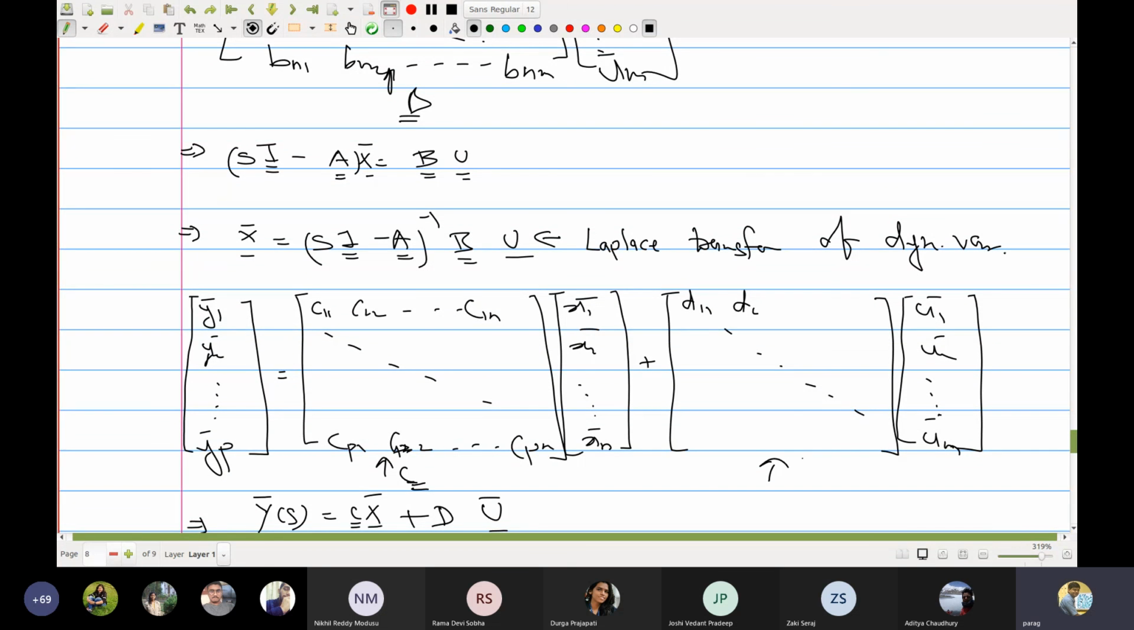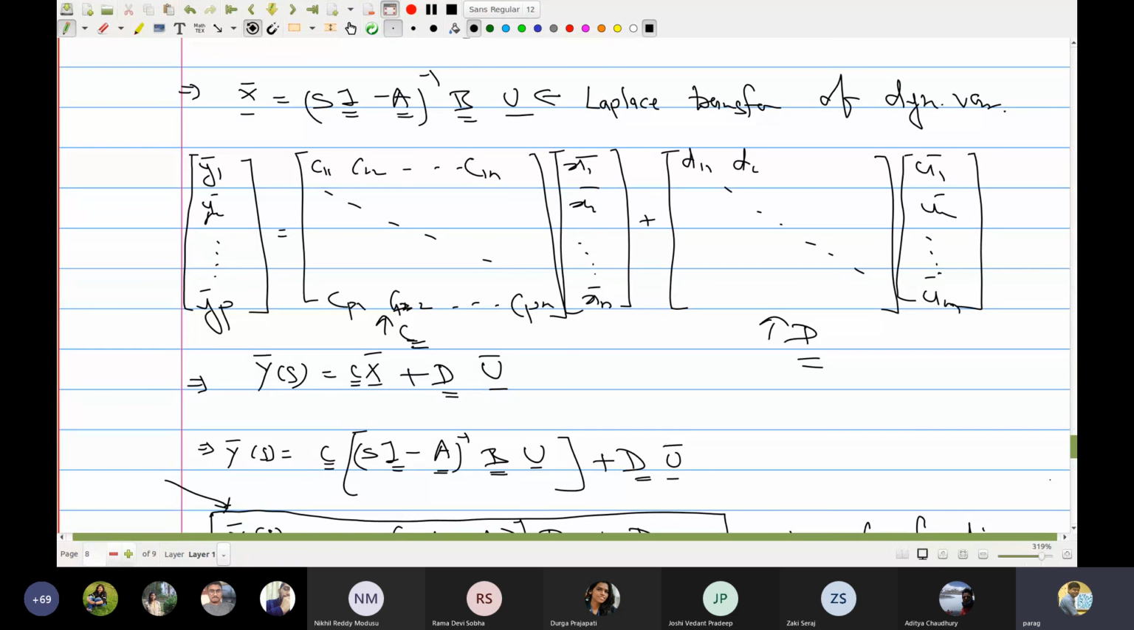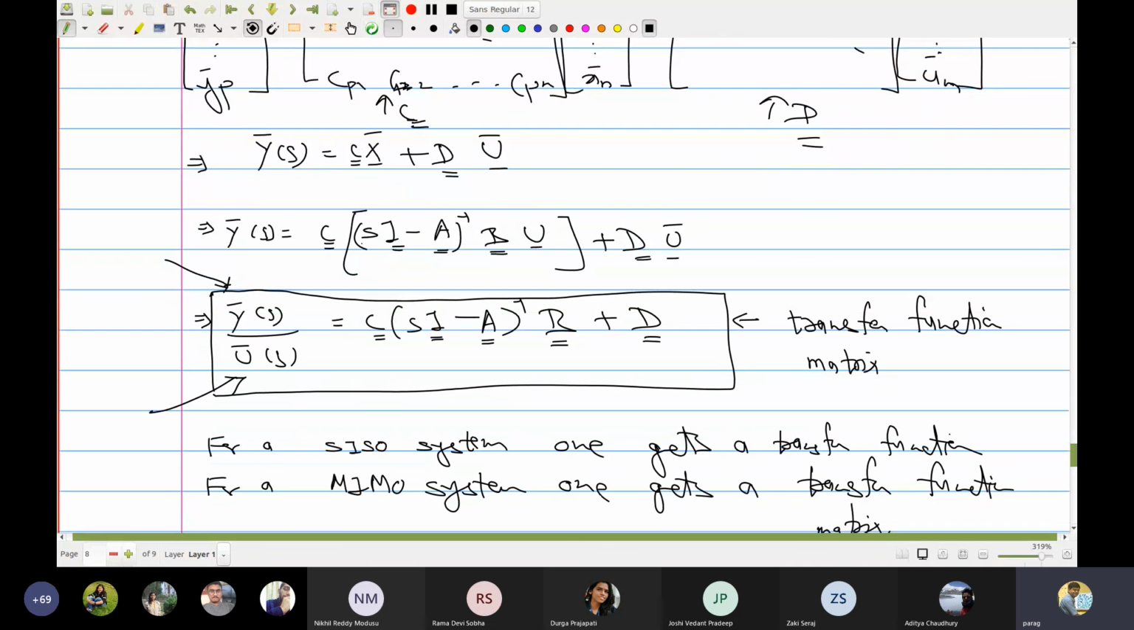Now I have two expressions: Y of s equals C matrix times X vector plus D matrix times U vector. Then in place of X I substitute the expression which I get from here. So the overall expression which I get is that the matrix transfer function is this huge expression which ultimately upon solving will give you a matrix. Does that answer your question? Yes, sir. Okay.